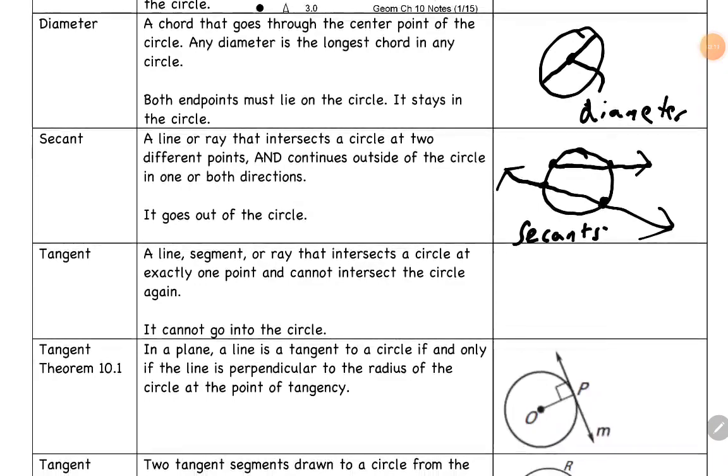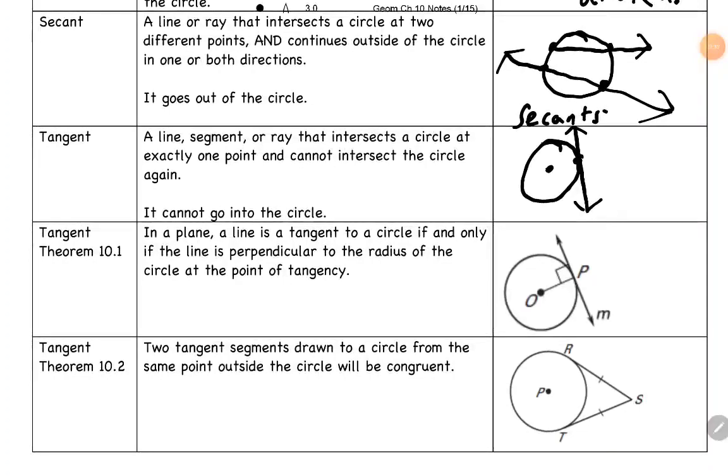A tangent is a line, segment, or ray that hits the circle at only 1 point. Touches the circle at 1. Cannot go into the circle. Stays outside. And tangents are also perpendicular to the radius.